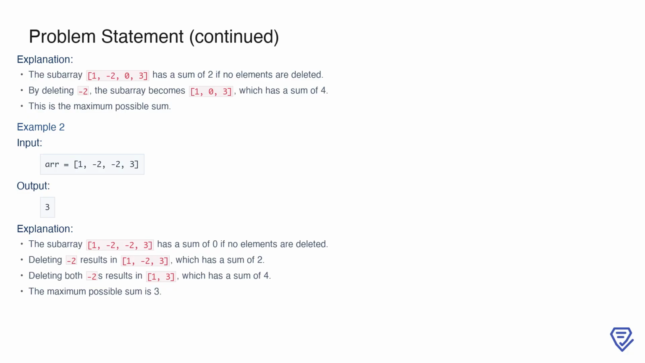Let's look at another example. If the input array is 1, minus 2, 3, the maximum sum is 3. Here, the subarray 1, minus 2, 3 initially has a sum of 0. Deleting one of the -2s results in 1, minus 2, 3, with a sum of 2. If we delete both -2s, we get 1, 3, with a sum of 4. However, since we're only allowed to delete one element, the maximum sum we can achieve is 3.